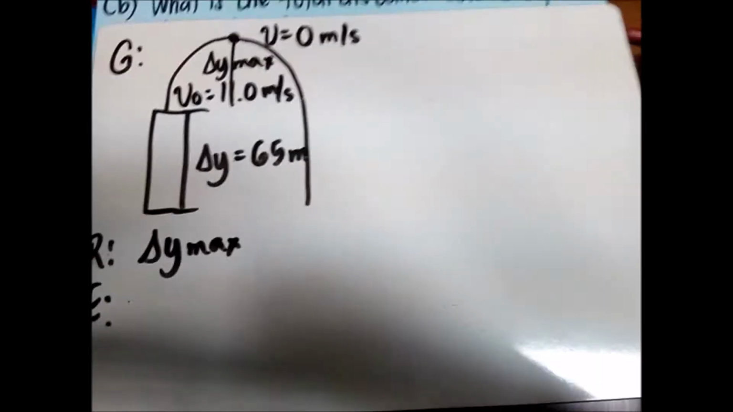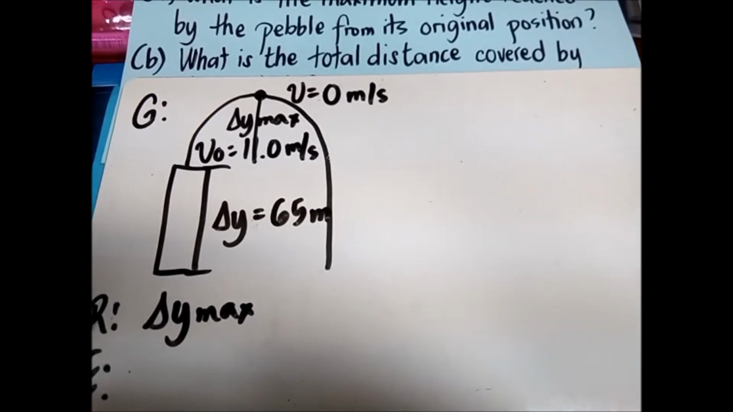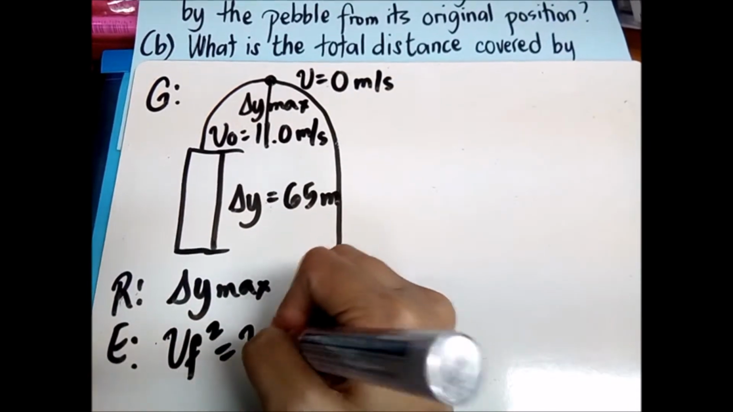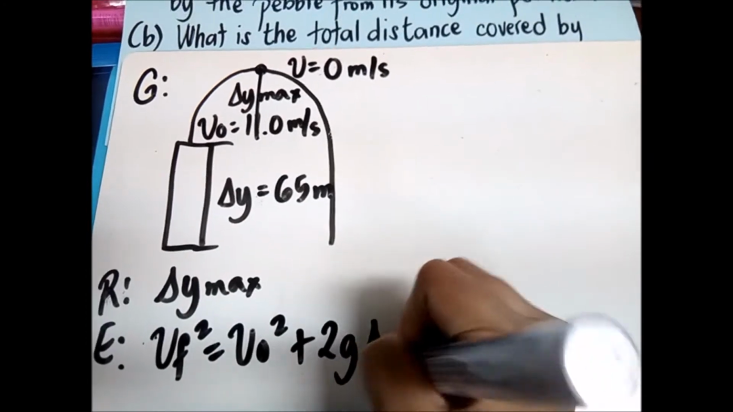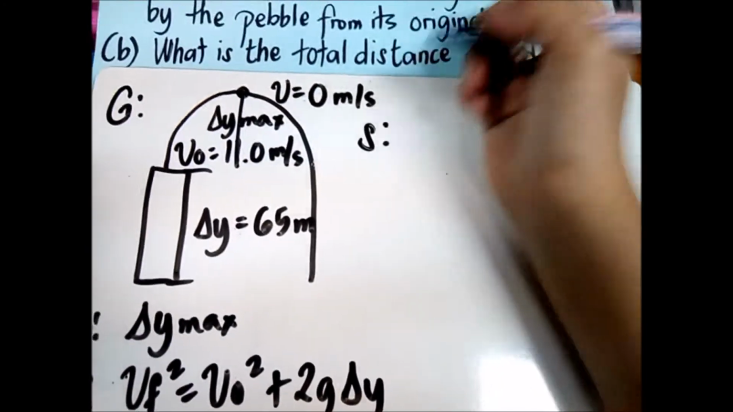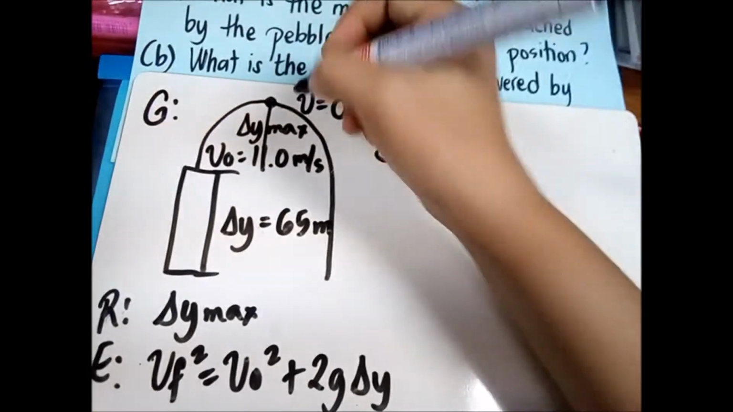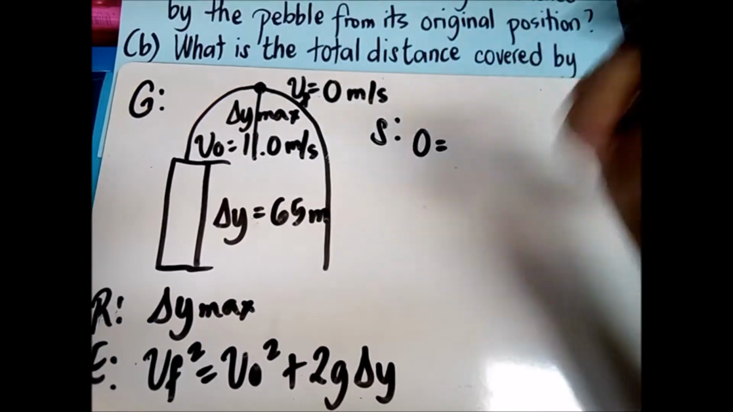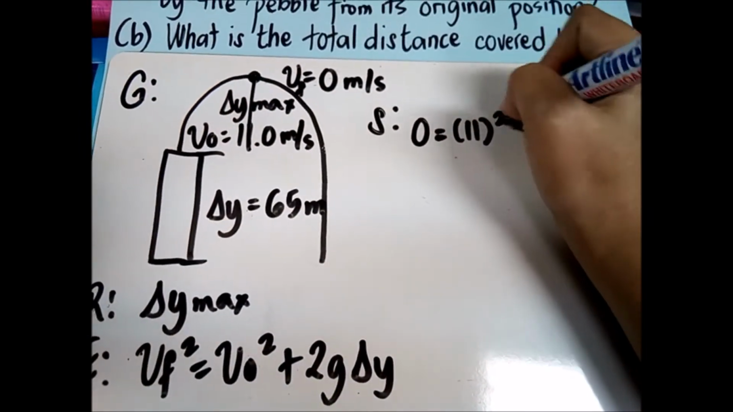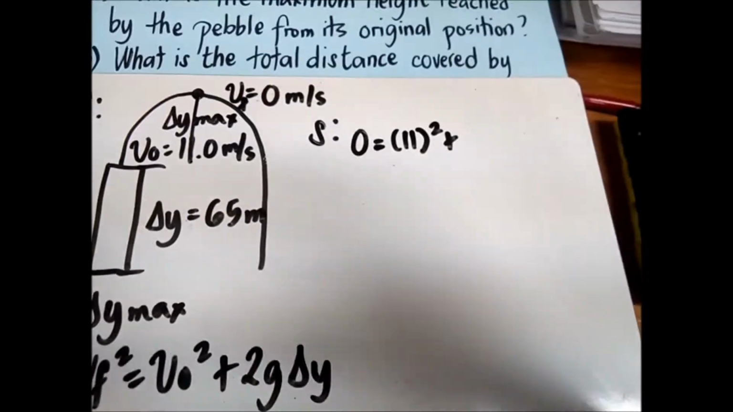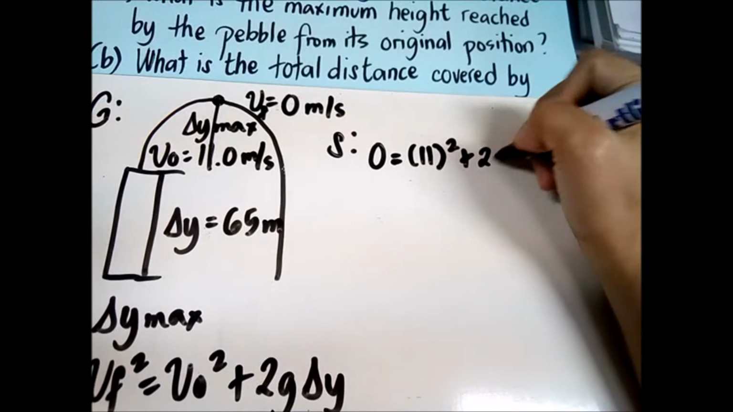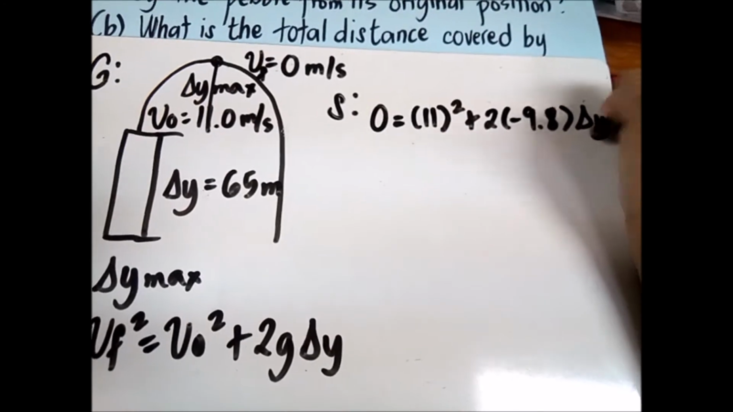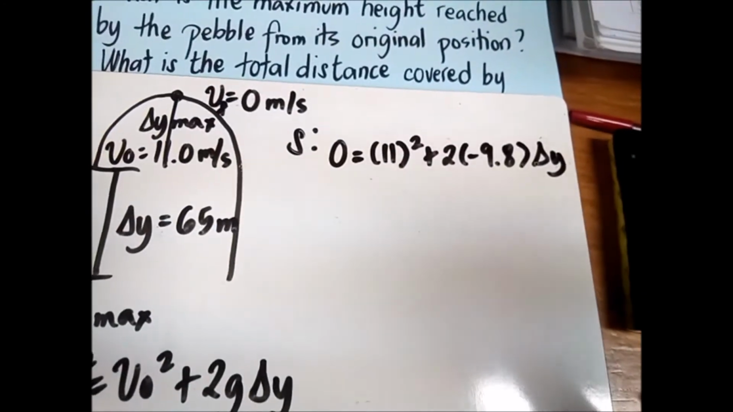Okay, so let's think of the equation that we will be using for this problem. Alright, so that's correct. So vf squared equals v initial squared plus 2g delta y. So to start our solution, our vf or v final to get the delta y max is 0 equals v initial, which is 11 squared. I will disregard the significant figures and units for now, plus 2 times g, which is negative 9.8, and we have your delta y. So we have one equation, one unknown, so you can compute for delta y now.